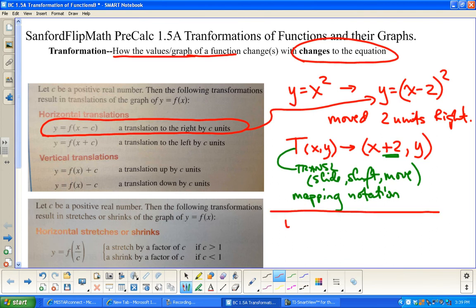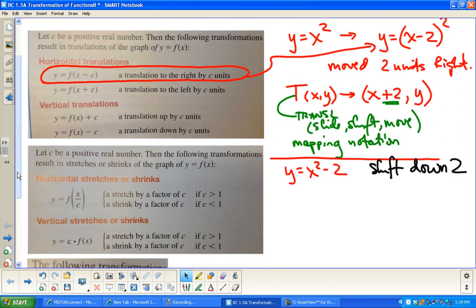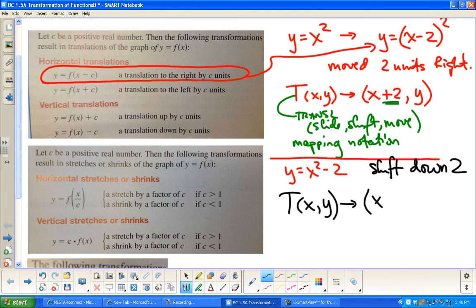Okay, so y equals x squared minus 2. It shifted down 2. Okay, so again, let's take a peek at the notation. So it again was a translation, a slide, a shift. The x's didn't change this time. The y's became 2 less.